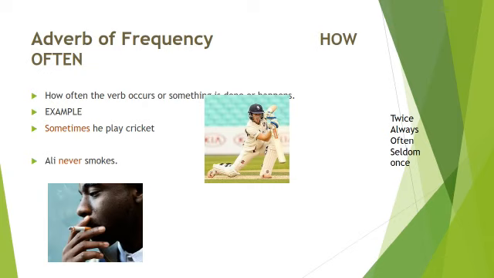Ali never smokes. Here, never describes that he never smokes, so it's telling us the frequency of his smoking. So the word never is an adverb here. As this adverb describes the frequency of action, these are called adverbs of frequency. Here's a list of words: twice, always, often, seldom, and once.